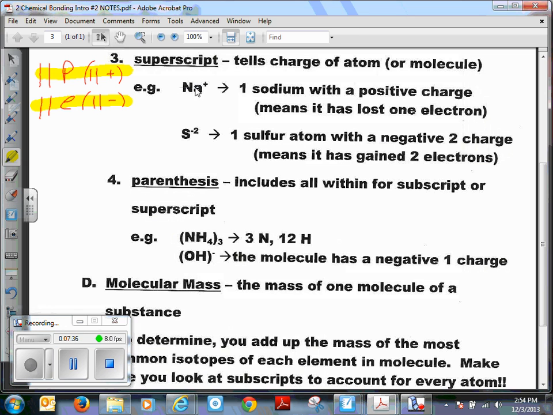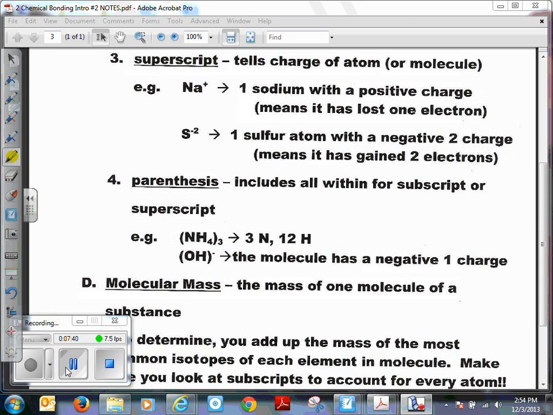Okay, so look, that makes perfect sense. Then sodium would actually... Okay, how about S-2? What does that mean? Negatively charged. That's a sulfur atom that has a -2 charge. It means it gained 2 electrons.